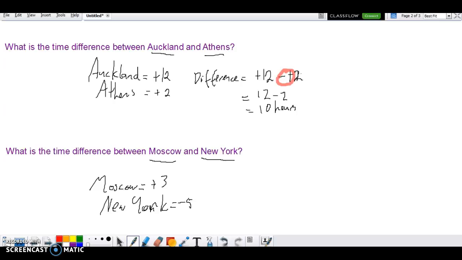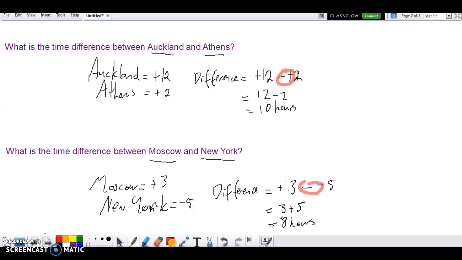Now, this is why we're writing the pluses and the minuses. Difference equals positive 3. Now we're going to put in take away, and remember New York was negative 5, so take away minus 5. Two signs that are the same turn into a plus. So we just have 3 plus 5. So the difference is 8 hours.